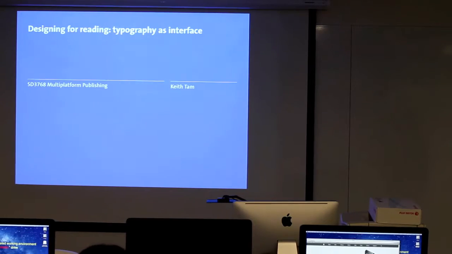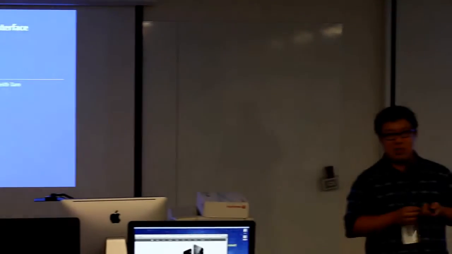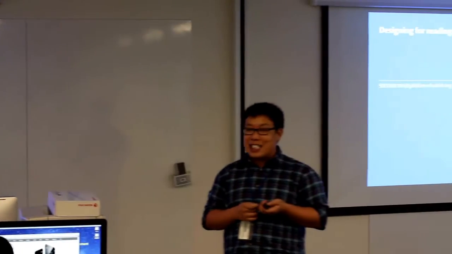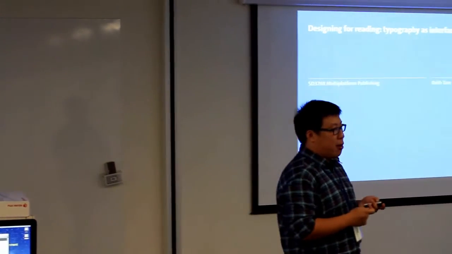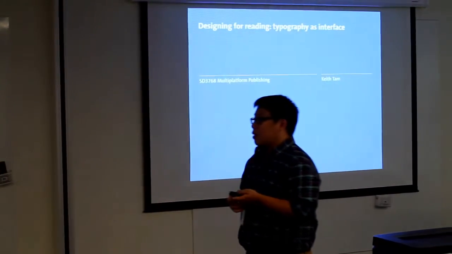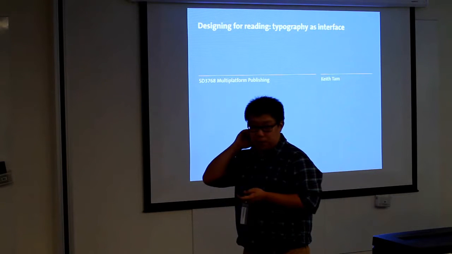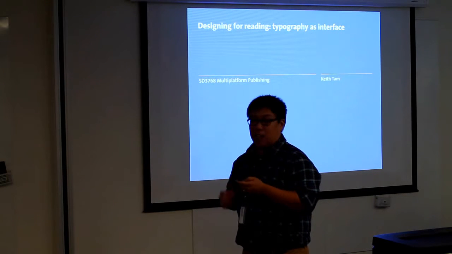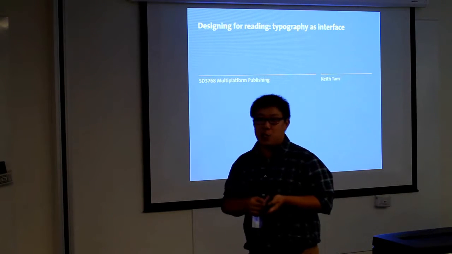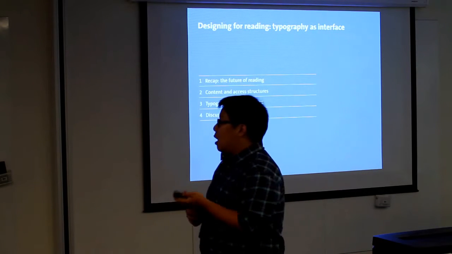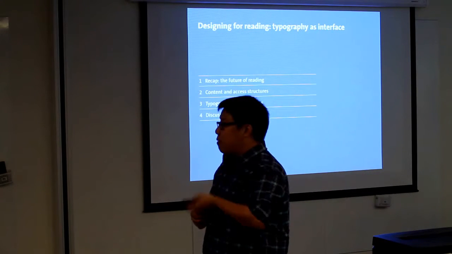So last time, what did we talk about? Materiality of books, how it evolved over time. We talked about different modes of reading. What else did we talk about? Content navigation. I'm going to just do a brief recap.